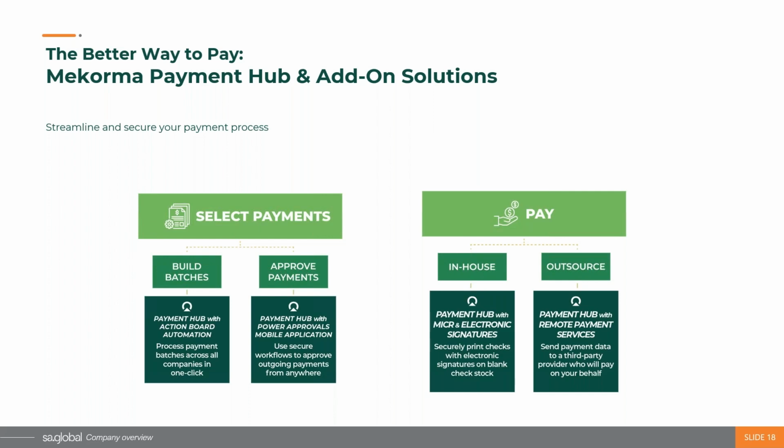Mekorma offers tools to process the payments in-house and a tool for you to be able to outsource those payments if you no longer want to be responsible for the printing of checks and the stuffing of envelopes. Finally, Mekorma helps you keep a detailed audit record of any transactions that flow through any of these products. This allows for, again, the ability to look back and make sure you continue to stay secure in your process.